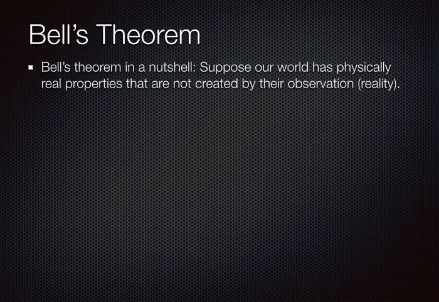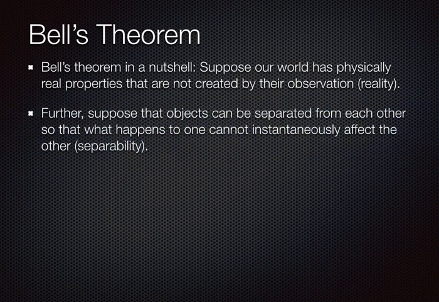So here's Bell's theorem in a nutshell. Suppose our world has physically real properties that are not created by our observation. That's what we determine as reality. So scientifically, when physicists say reality, they mean that things are real whether or not you're looking at them. So your phone is real even when you're not looking at it. Further, suppose that objects can be separated from each other so that what happens to one cannot simultaneously affect the other. That's called separability. Again, something we all know.